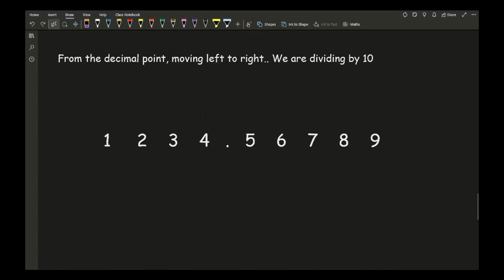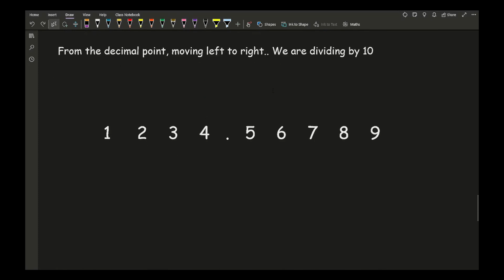Now this leads us on to decimal values. So when we're looking at points on the right, going from the decimal point, we're going in towards the right. This 5 represents a tenth, which I can represent as 1 over 10. The 6 represents a hundredth. The 7 represents a thousandth. The 8 represents 1 10,000th, and 9 represents 100,000th. So in other words, we get these.